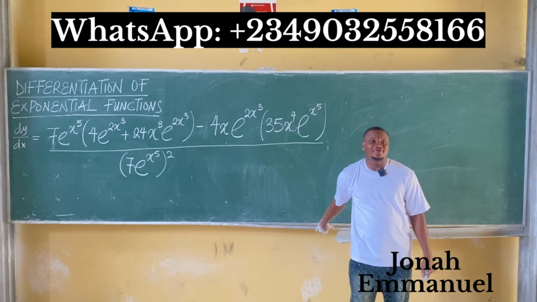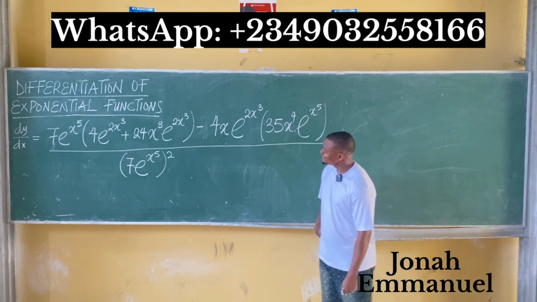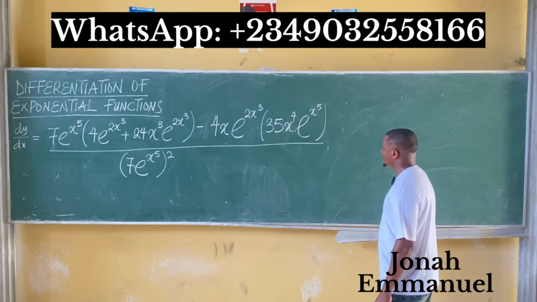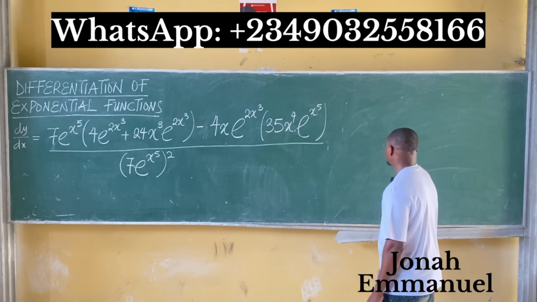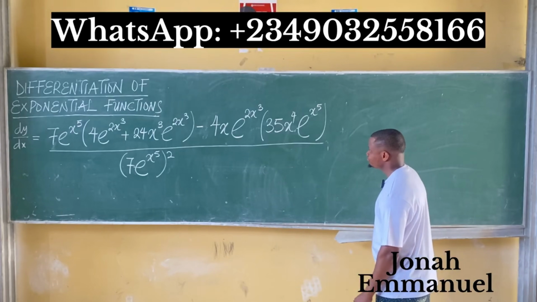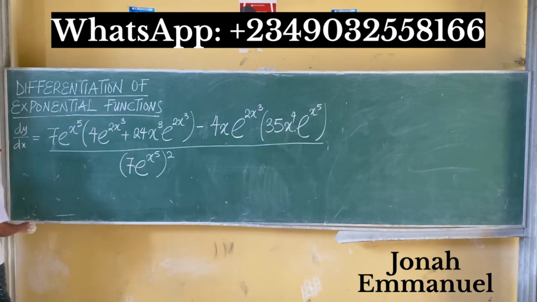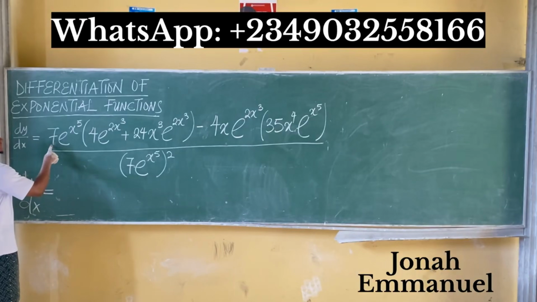So I hope the board looks good, right? What are we doing next? We have to expand, right? Let's manage our space. Imagine if this is du dx. Expand is what you have there: this and this, 7 times 4.